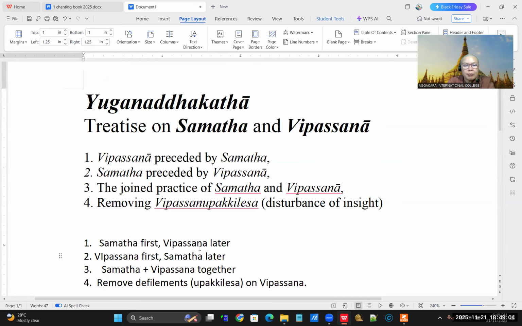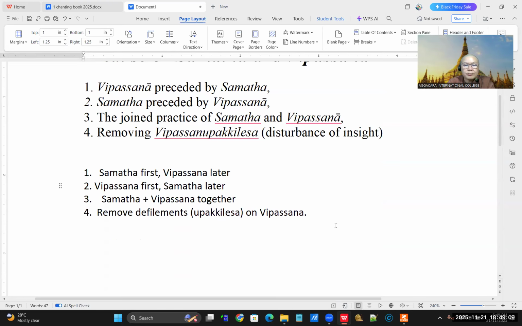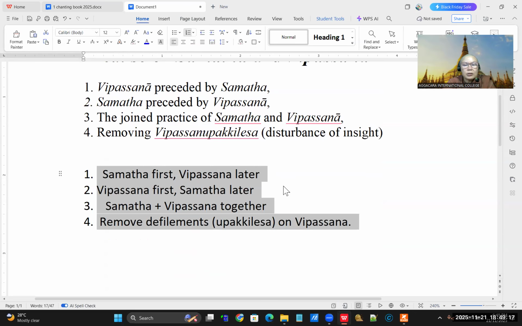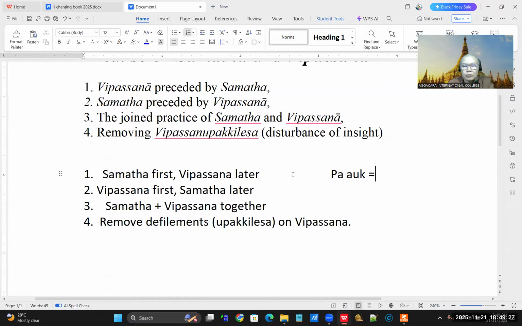Now, the first one is Samatha first. I think most of you have heard about the Pa-Auk practice. Can say all the Pa-Auk practice requires the student to practice this one. Why? Because the Pa-Auk center will ask the student to practice up to the highest jhana, the fourth jhana. And this one will be Mahasi. Mahasi, actually, we have another name for it, called direct Vipassana.